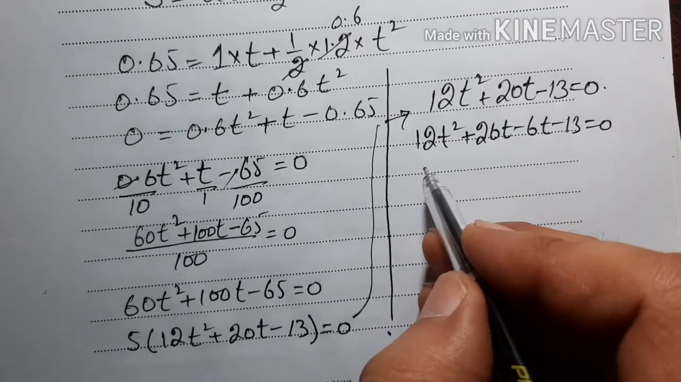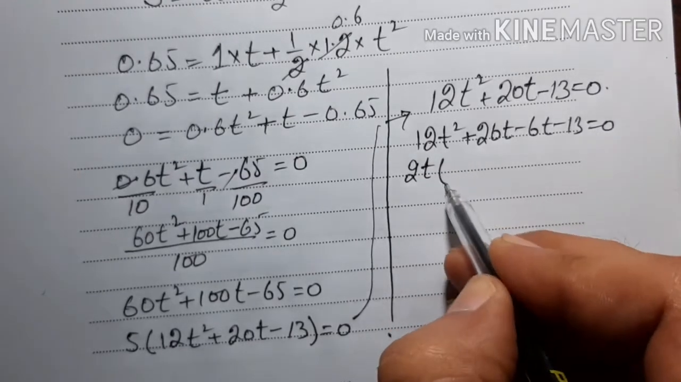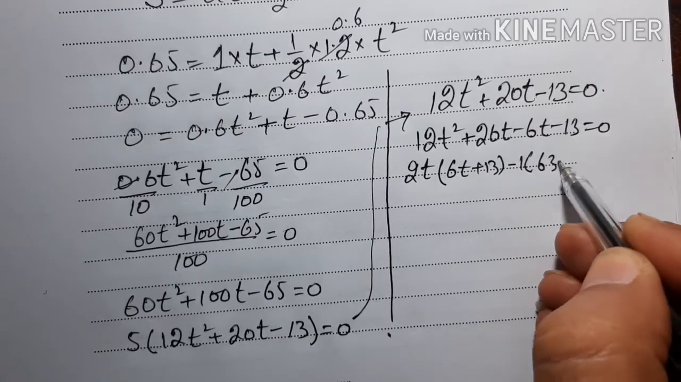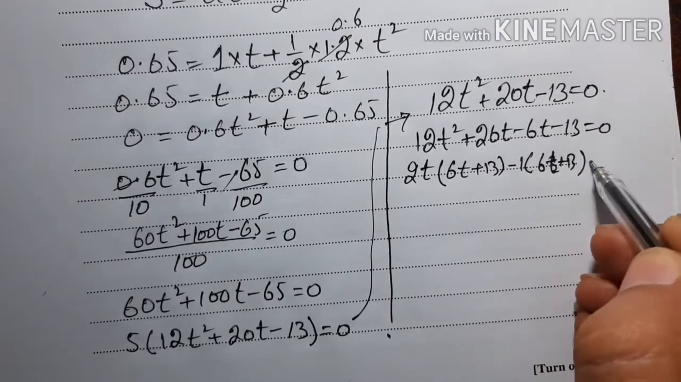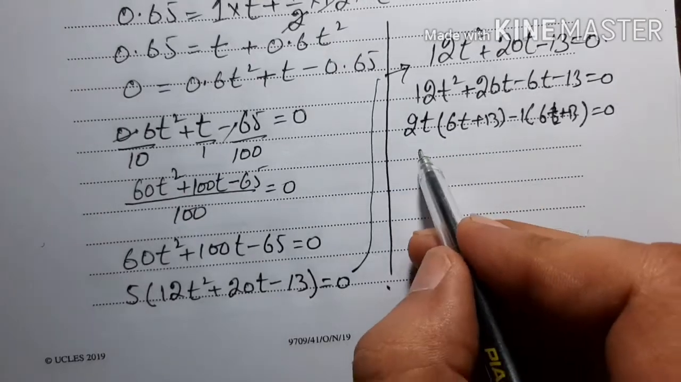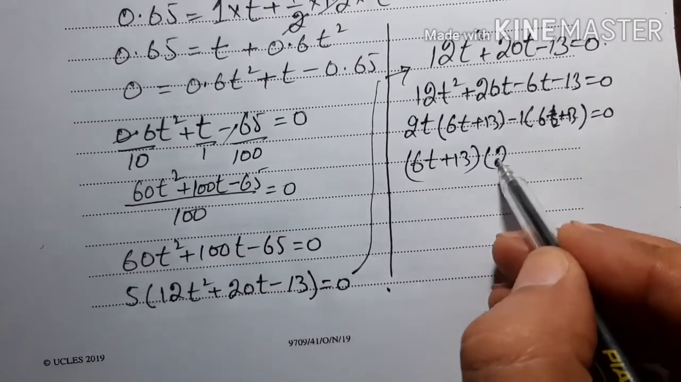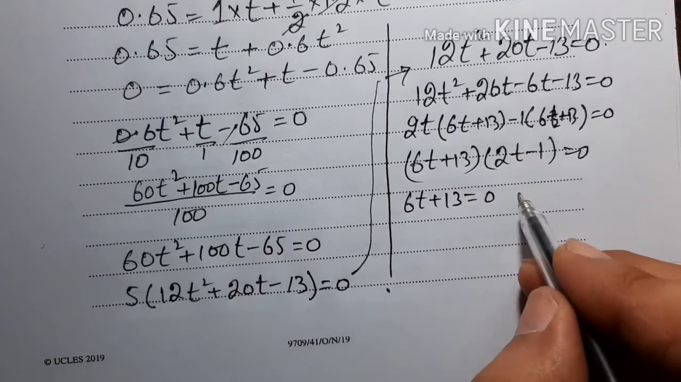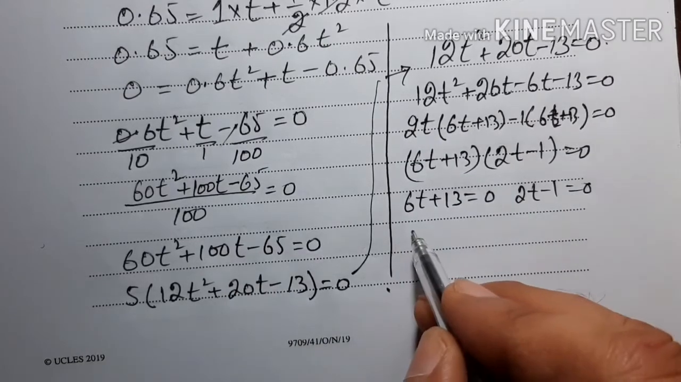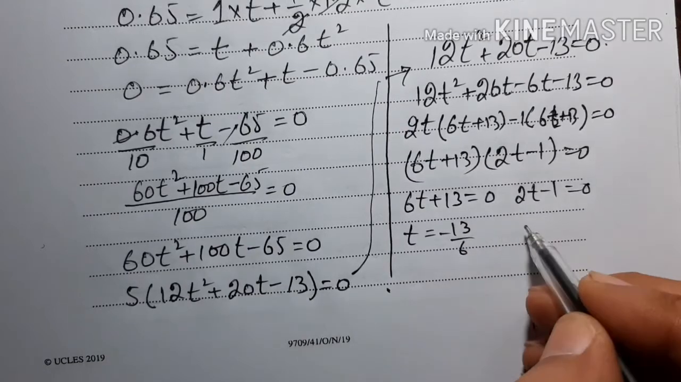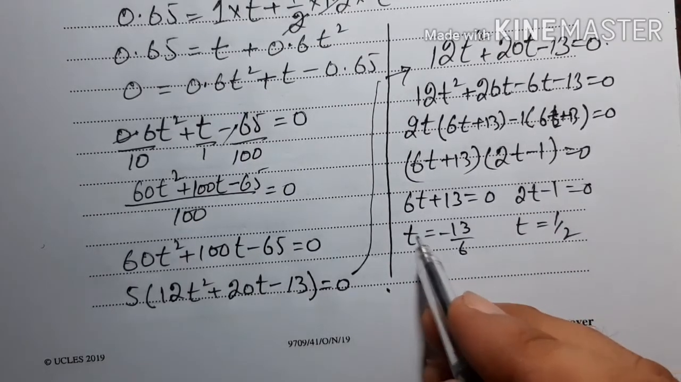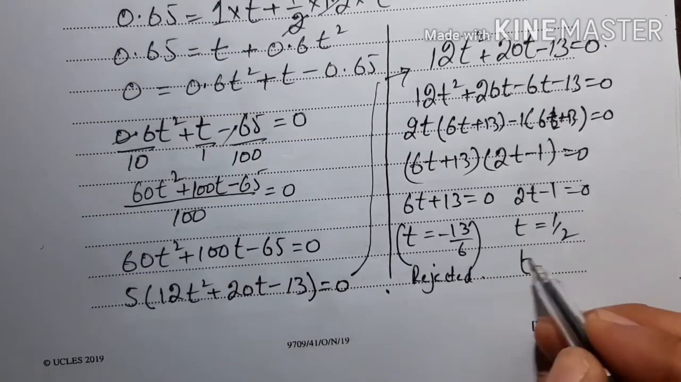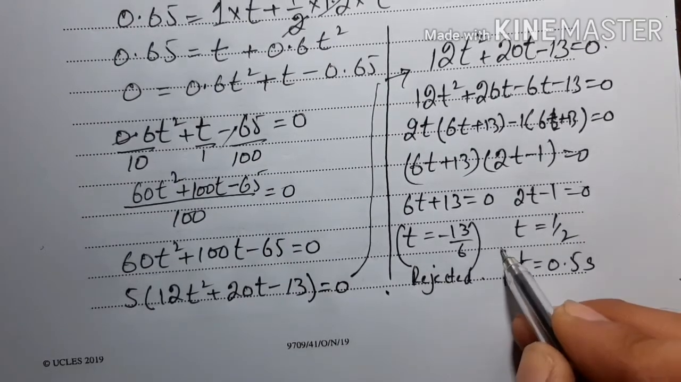Take 2t common, so this becomes 6t plus 13, minus 1 common, 6t plus 13 is equal to 0. Take 6t plus 13 common and I get 2t minus 1 equal to 0. So 6t plus 13 is equal to 0 and 2t minus 1 is equal to 0. This gives t equal to minus 13 over 6, and t equal to 1 by 2. The first is rejected because time cannot be negative. Therefore t is equal to 0.5 seconds. This is the answer.